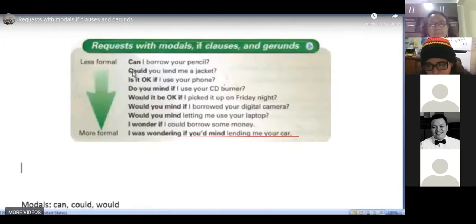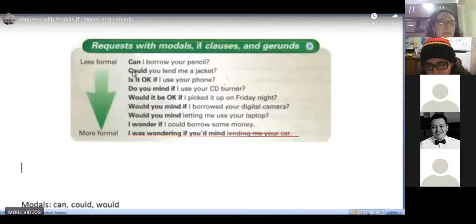I was wondering if you might starting to sit with me. Oh, okay. I was wondering if you'd mind singing with me. Singing. Yeah. I was wondering if you'd mind singing with me. Perfect. Okay. That sounds a lot better.